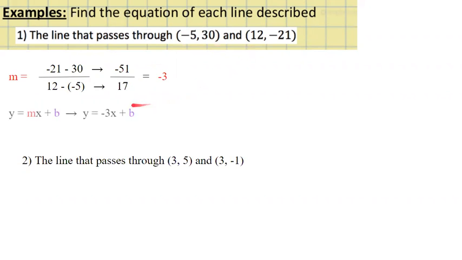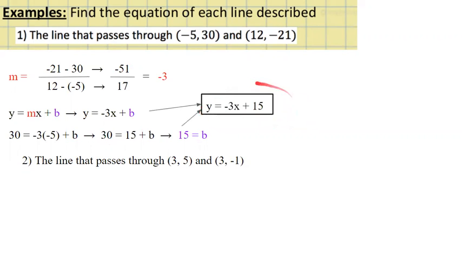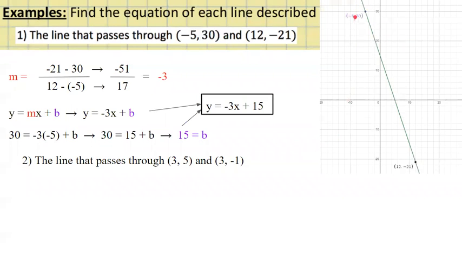We have y equals negative 3x plus b, so I'll substitute negative 5 for x and 30 for y, giving us 30 equals negative 3 times negative 5 plus b. That'll simplify to 30 equals 15 plus b, and subtracting 15 from both sides, we'll get 15 equals b. Finally, we'll substitute in our m and b values back into the slope-intercept form to get our final equation, y equals negative 3x plus 15. If we ever want to double check our answers, then we can always graph the equation and just double check that the line goes through both of the given points in the problem.